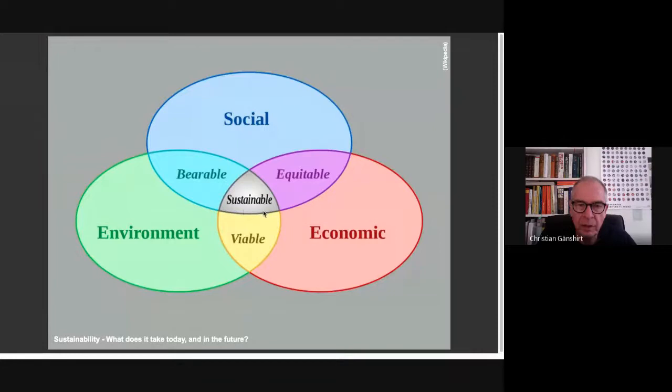And sustainability, that's only achieved if a project is socially sustainable, if it's environmentally or ecologically sustainable, and economically. Only if these three criteria are satisfied, three value systems come together, we talk about sustainable architecture. And that's not easy to do.